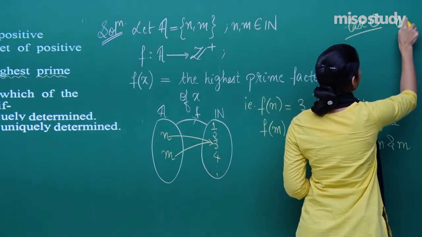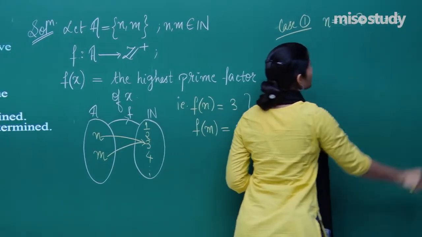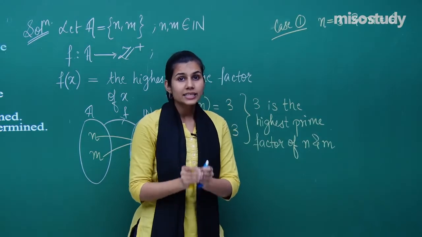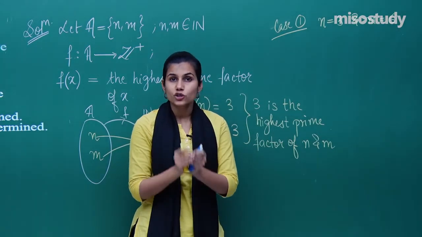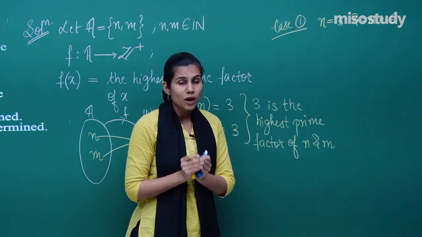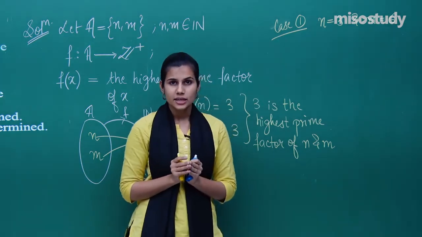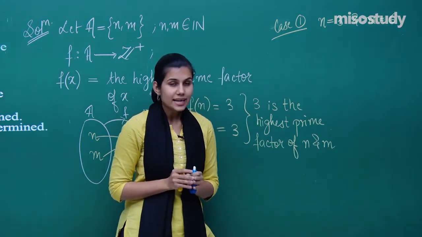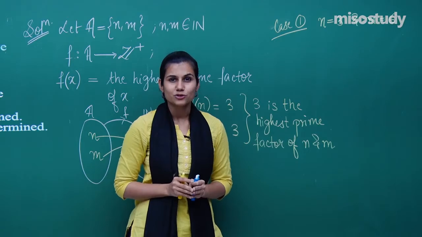I can have n equal to 3 and m equal to 6. Because 3 is the highest prime factor of 3 and 3 is the highest prime factor of 6, and that is why I am taking n equals 3 and m equals 6. Why don't you try and find out some more values of n and m which satisfy this particular relation, and then we will proceed with the solution.